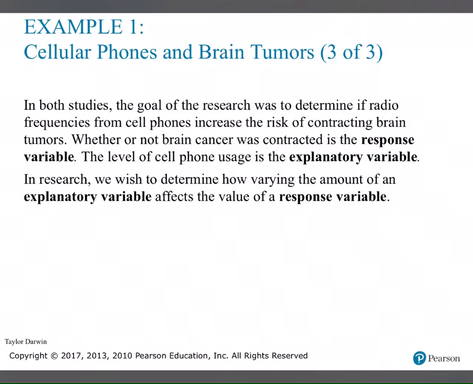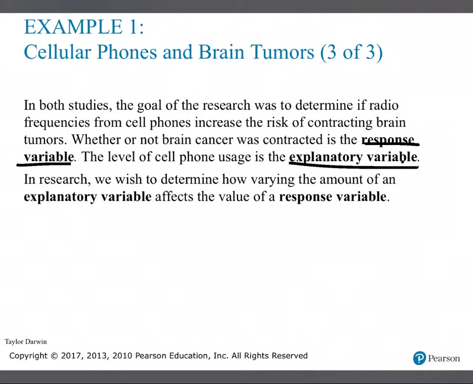So, what does that mean? In both studies, the goal of the research was to determine if the radio frequency was maybe causing some brain tumor. And so whether or not brain cancer was contracted is the response variable. Sorry, my pen's not working. There we go. And the level of cell phone use is the explanatory variable.